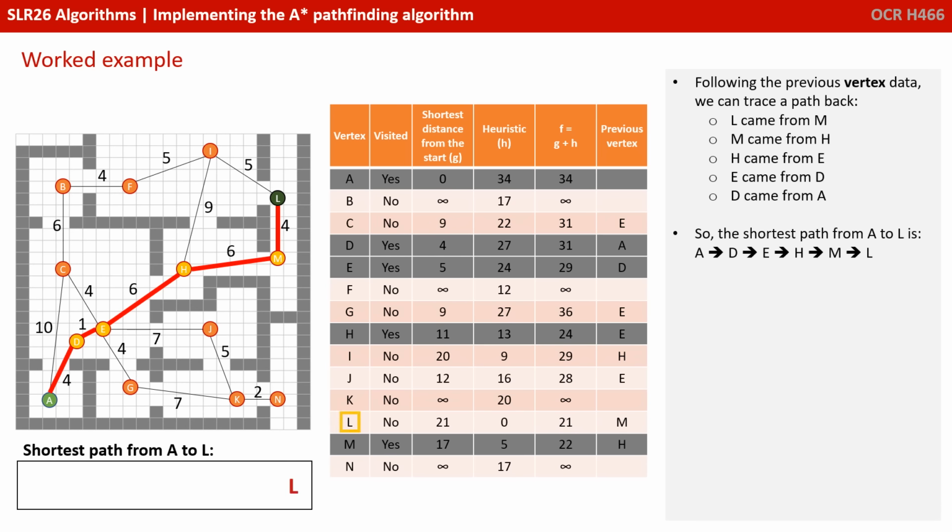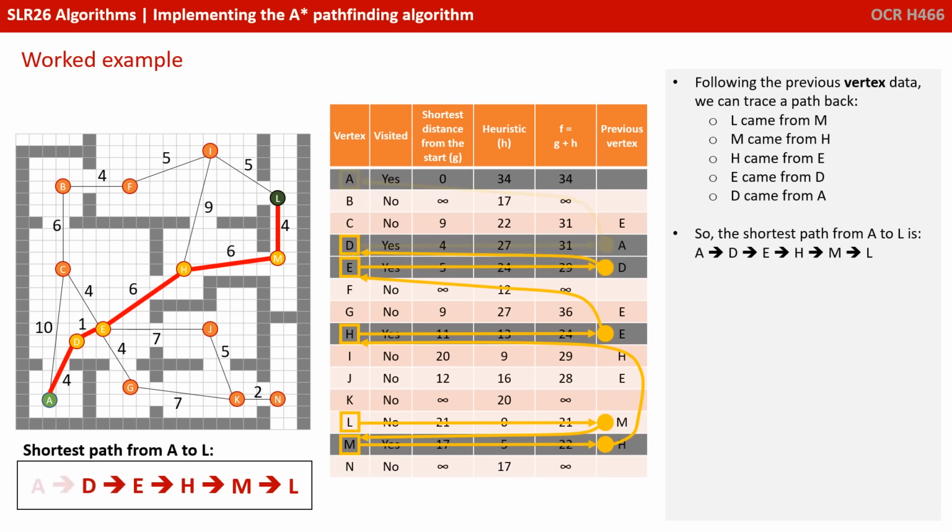Following the previous vertex data, we can trace a path back. L came from M, M from H, H from E, E from D, and D from A. So we now know the shortest path from A to L is A, D, E, H, M, L.